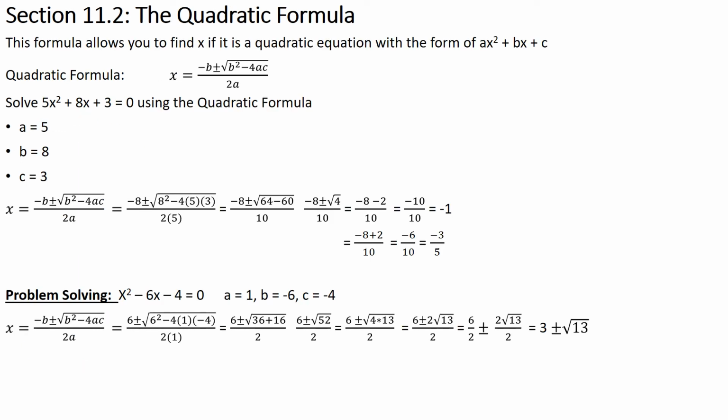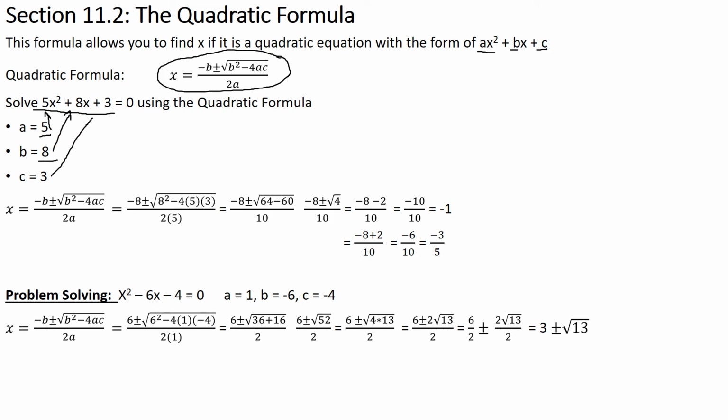Now, if we don't know how to solve a problem with a quadratic equation, we always have the quadratic formula, which is right here. x equals negative b plus or minus square root of b squared minus 4ac, all over 2a, where the a is in the x squared component, the b is the number in front of the x, and the c is the constant number. So in this equation, 5x squared plus 8x plus 3, use the quadratic formula. a is 5, b is 8, and c is 3.